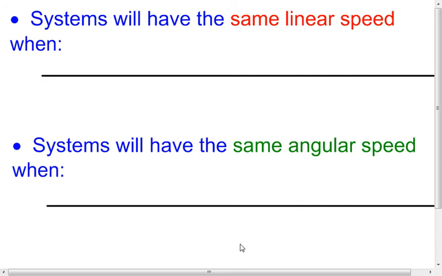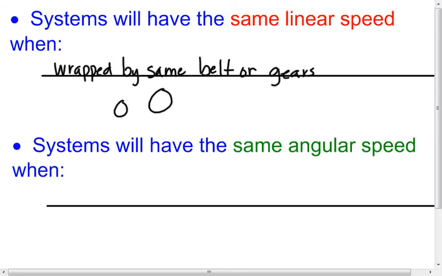So systems will have the same linear speed when they are wrapped by the same belt, like they are in the pulley system, or they are gears and their teeth interlock. So a pulley system is something like this, where you've got two discs wrapped by the same belt. Gears are those things where you have teeth. So I have a gear here, and then I have a gear here. This is really sloppy, you know that. But the teeth interlock and those two circles spin. That's a gear system. And then you will have the same linear speed.